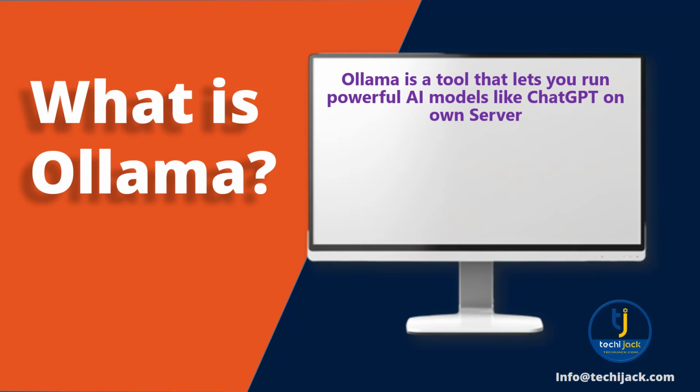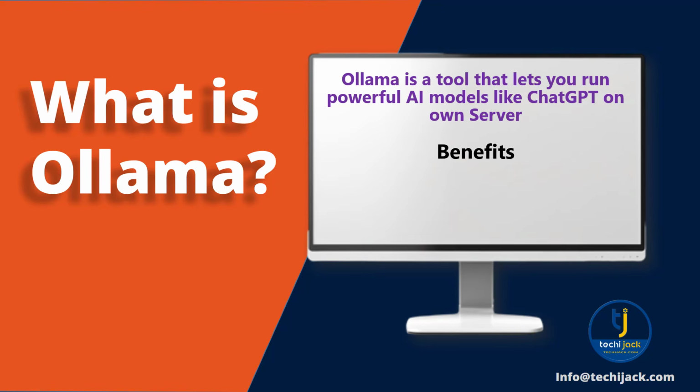Ollama is a tool that lets you run powerful AI models like ChatGPT on your own computer or on your own server. Imagine it this way: usually when you ask ChatGPT something, your computer sends the question to a big server somewhere far away and then it sends the answer back to you. But with Ollama, you can download the brain, that is the AI model, to your own system so you can ask the question even offline. It's like having a mini ChatGPT installed on your server.